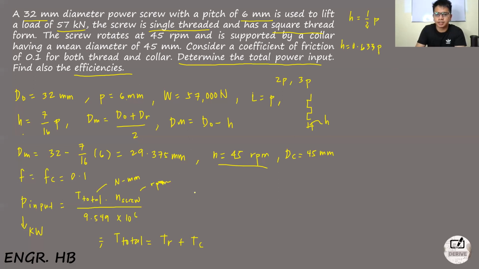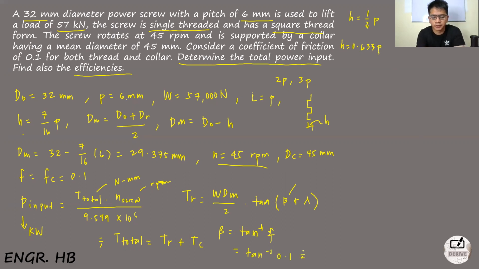So unahin muna natin si TR. Guys, we all know that TR is WDM divided by 2 times tangent of beta plus lambda. So meron ba tayong beta? Wala pa. So beta is just the arctan of 0.1 or F. So ayan. Pasensya na sa sulat, no? Ganyan talaga pag nagmamadali. So the arctan of 0.1 is 5.71 degrees. So meron tayong beta, ang wala pa lang tayo is lambda.